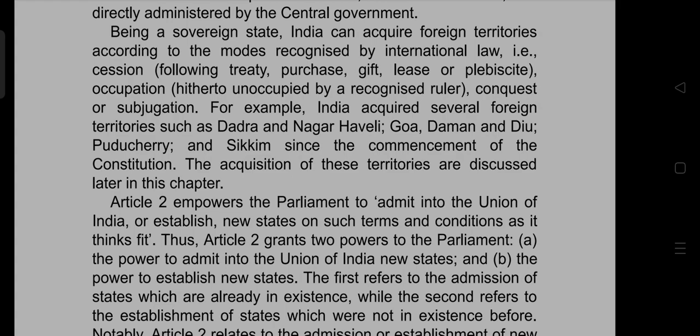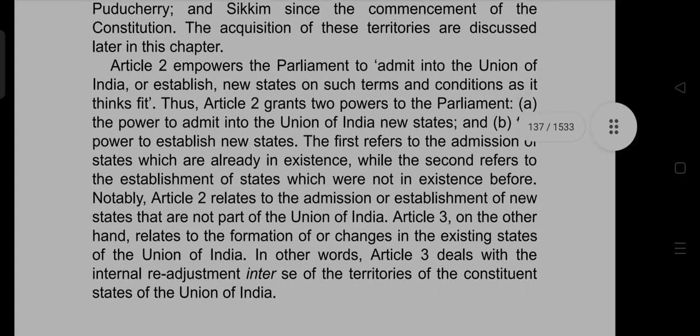Article 2 empowers the Parliament to admit into the Union of India or establish new states on such terms and conditions as it thinks fit. Article 2 grants two powers to the Parliament: A, the power to admit into the Union of India new states, and B, the power to establish new states. The first refers to the admission of states which are already in existence, while the second refers to the establishment of states which were not in existence before.